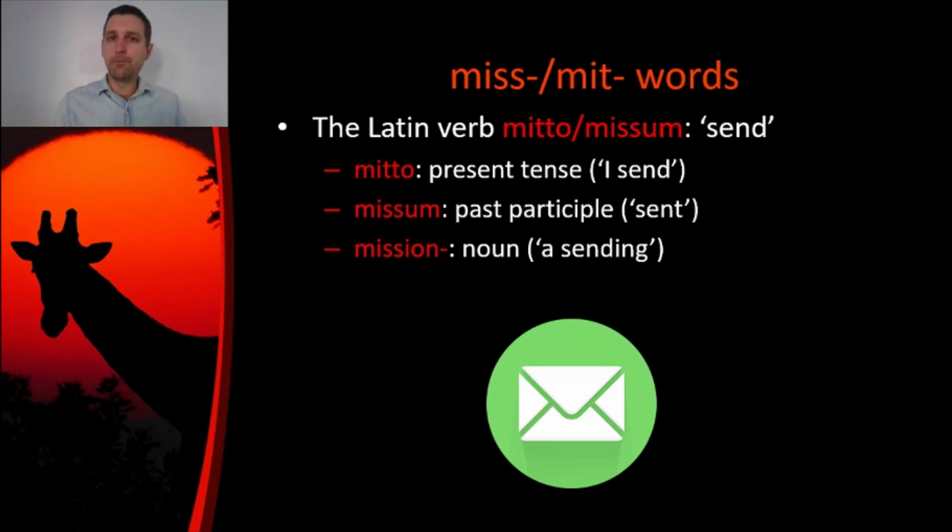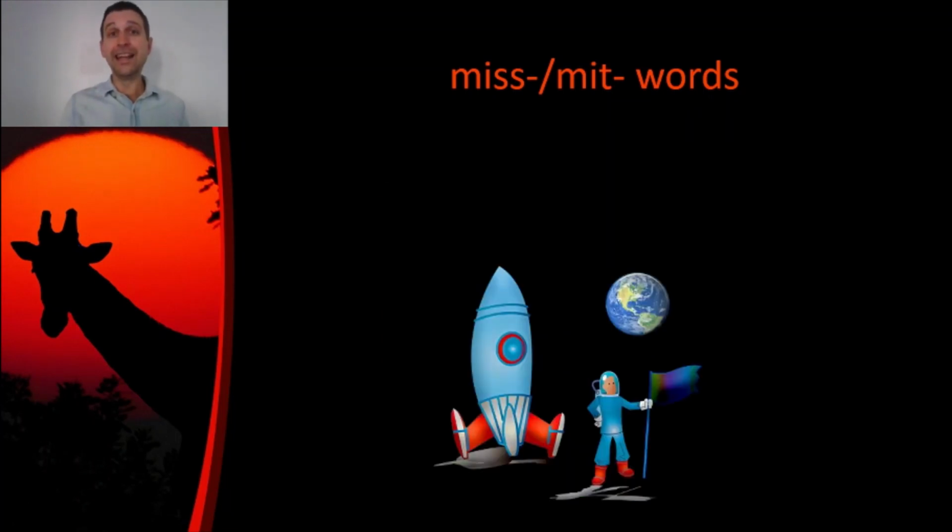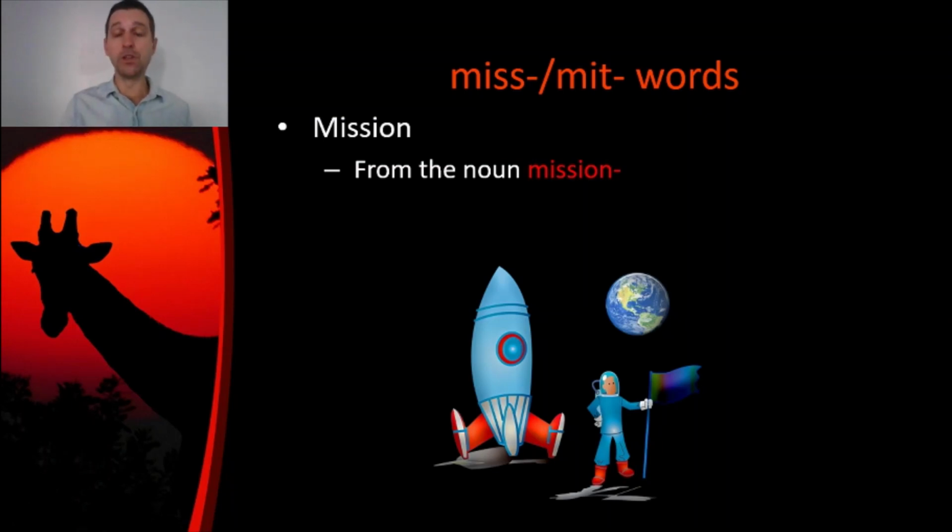Let's take a look at some basic words. You can probably already guess. I know you can already guess one of them because it's basically on your screen right now. Let's take a look at some basic words that we get in English from this root. Of course, the first one we're going to look at is the easiest one, and that is mission. Mission just comes from that noun, the mission stem that we were just talking about and just looking at.